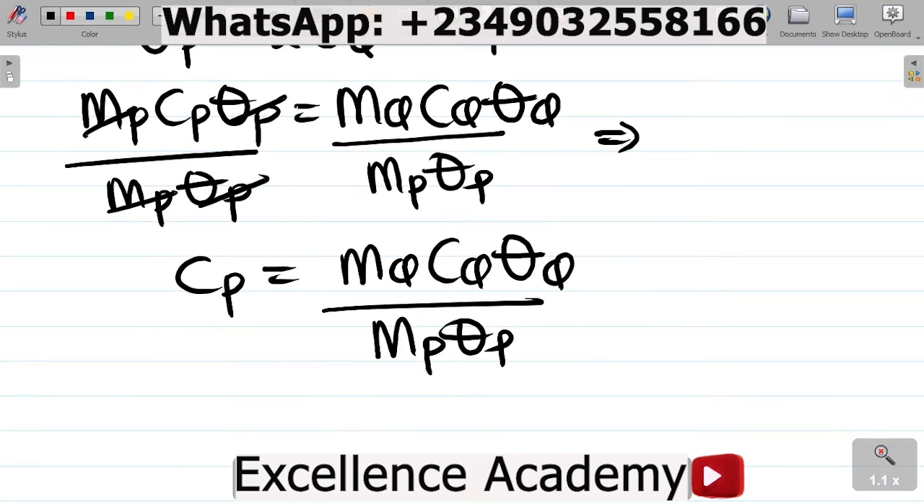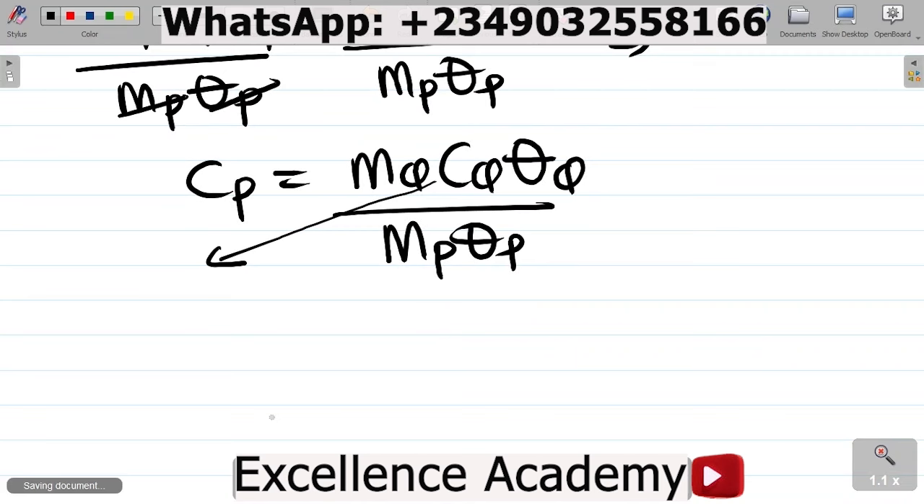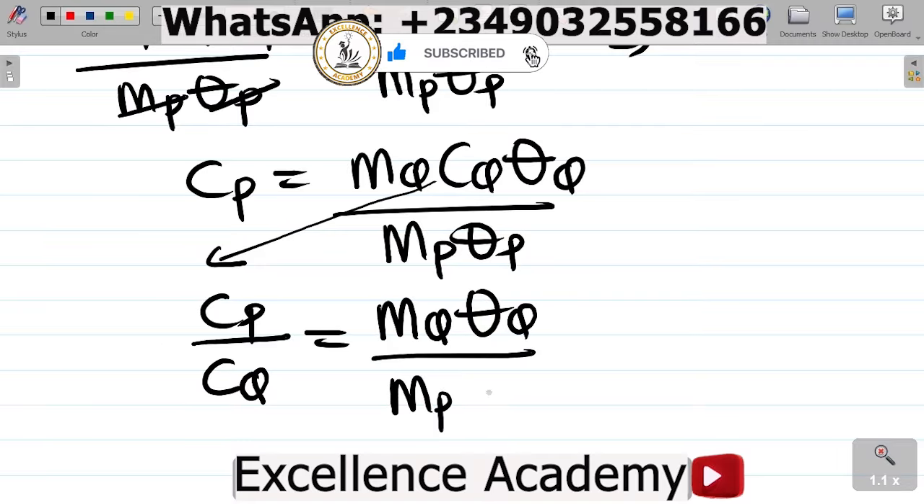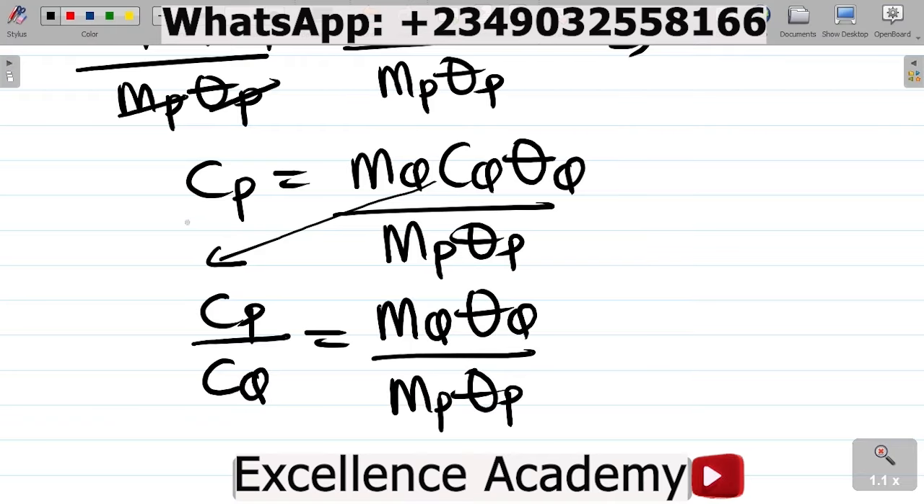Again, still on this, to bring CQ downwards like this is mathematically correct. So what I'm trying to say is this: I can have that CP all over CQ is equal to MQ theta Q all over MP theta P. It's mathematically correct to bring CQ down here as a denominator because this is all over 1, so it's CQ times 1 here. That gives you this. So this was the relationship we asked to find.